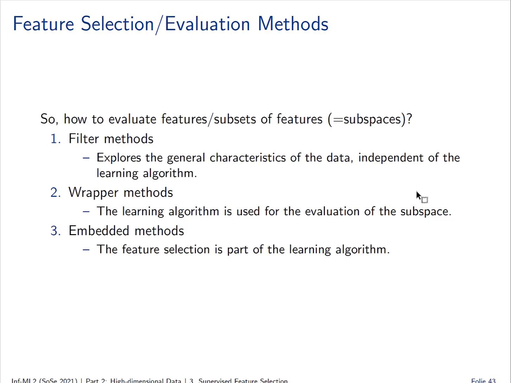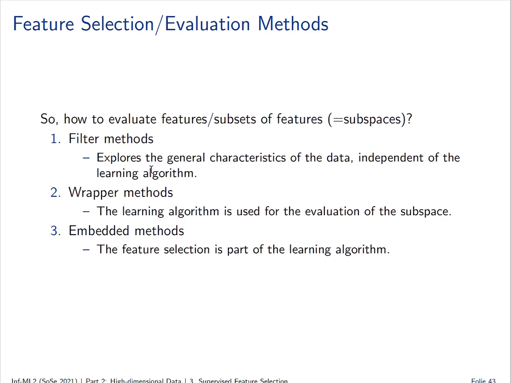And there are basically 3 methods out there. The first one is our filter methods. They explore the general characteristics of the data independent of some learning algorithm. So chi-square statistics, entropy, and stuff like that. So they are somehow model agnostic. We don't care about what is actually employed afterwards, so we can just apply them in the general case, so to say.